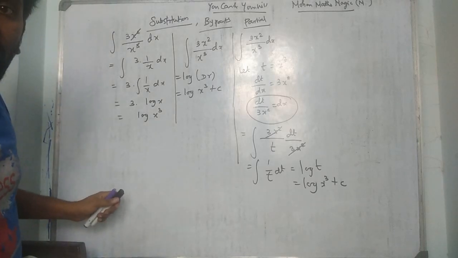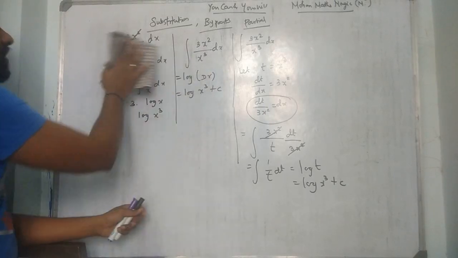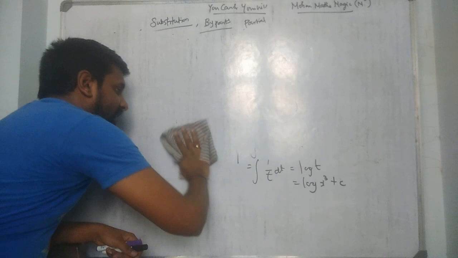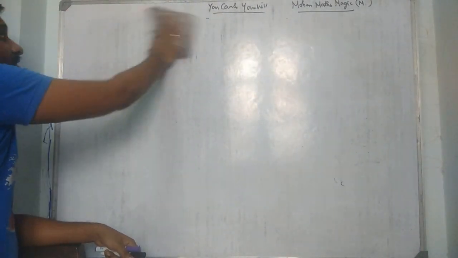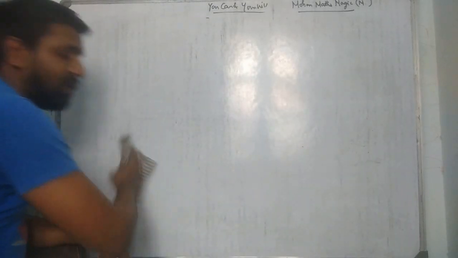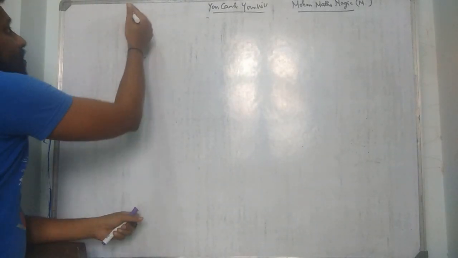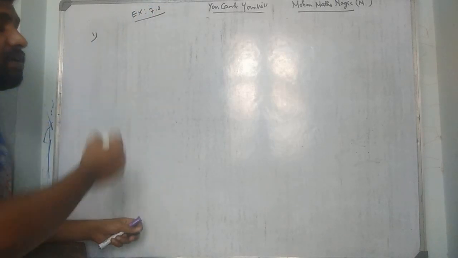Now I will move on to the 7.2 exercise. Listen to the video carefully. Basics for 7.2: the one trick is, if you differentiate the denominator and get the numerator, then the shortcut is log of the denominator. Now exercise 7.2. There are many sums in exercise 7.2. I will try my level best to complete them. First sum.